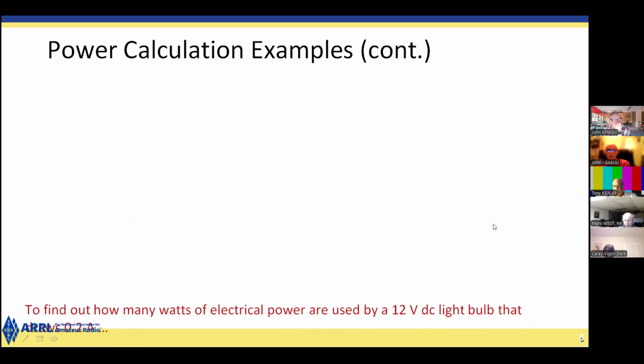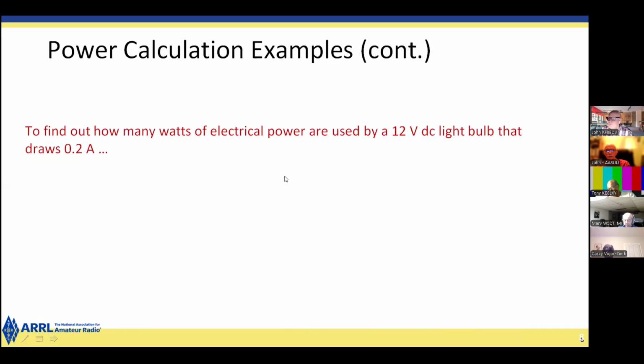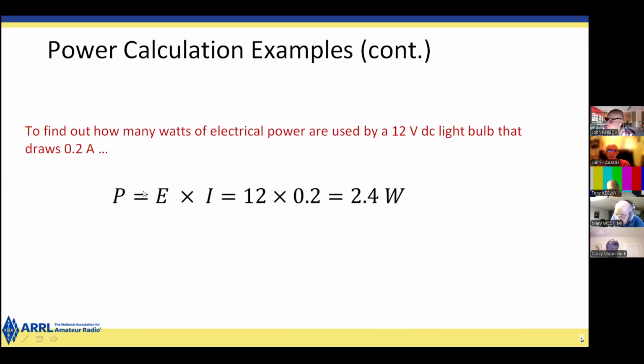And then there's more. To find how many watts of electrical power are used by a 12-volt DC light that draws 0.2 amps, you go, well, 0.2 times 12, basically, which is 2.4 watts.